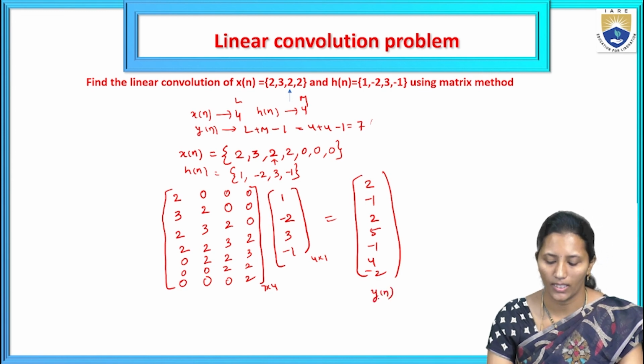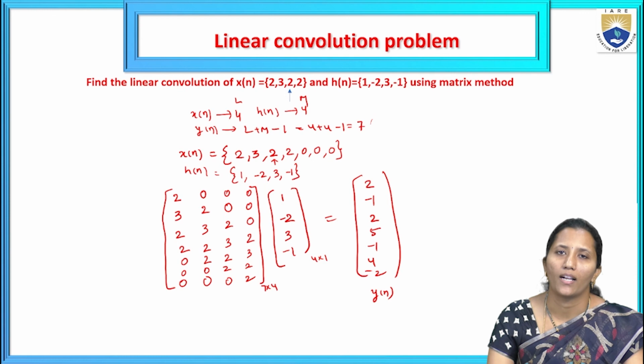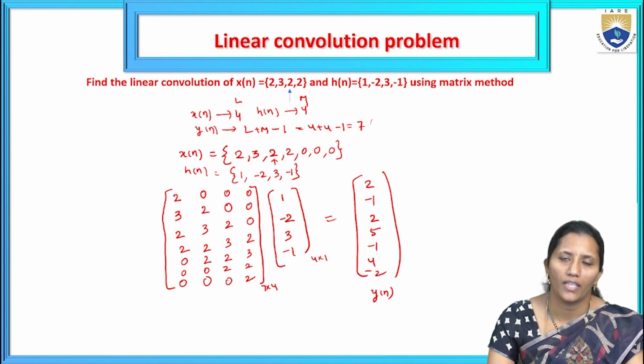Before, we already got these same values for the same question. So the answer will be the same for any of the three methods. If you do any of the three methods, the graphical method, the concentric circle method or the matrix method, the answer will be the same.